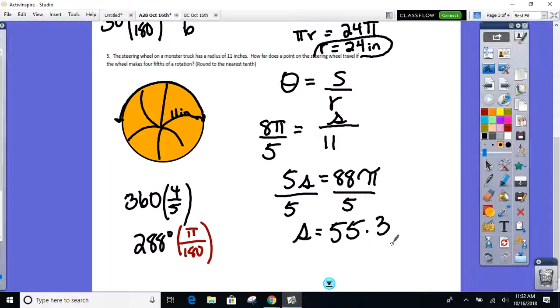55.3? Yes? I use the thing called a fraction template. Yeah, I did that too. 288 over 180 is 8 over 5. 8 pi over 5, right? No, you're right. So I did 8 pi times 11 divided by 5. Little thing, cross multiplication. We all good? Yes, you are correct. Got to have the pi in there, yep.